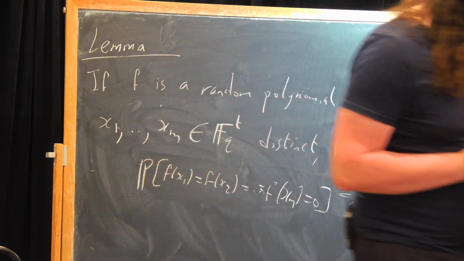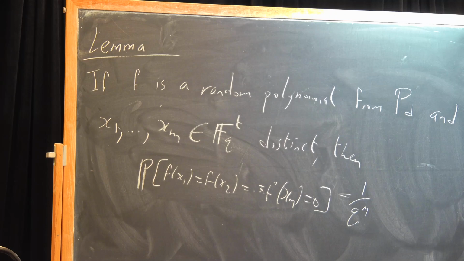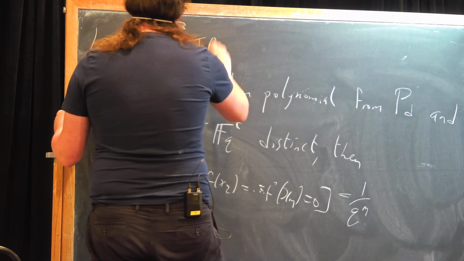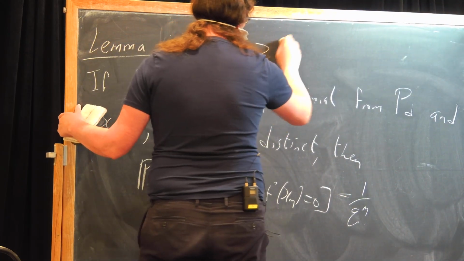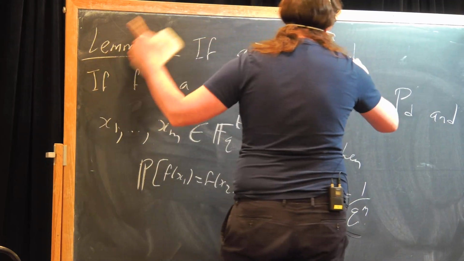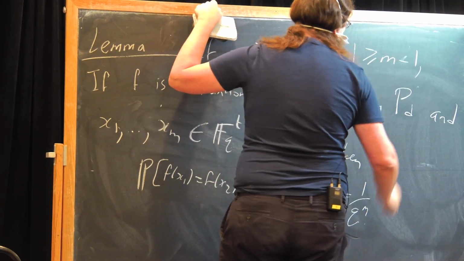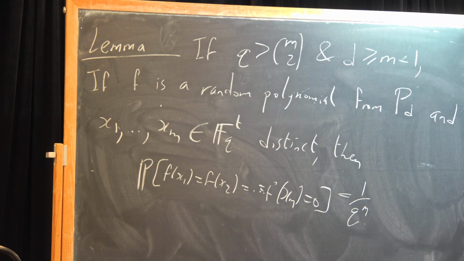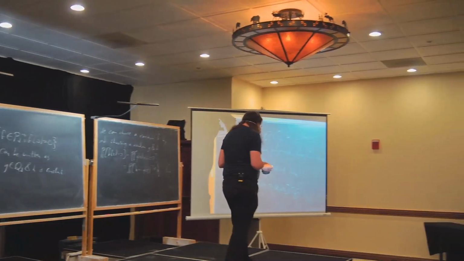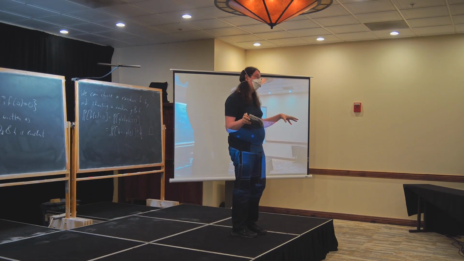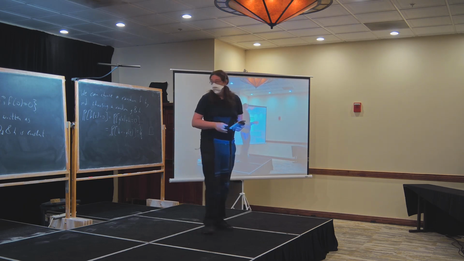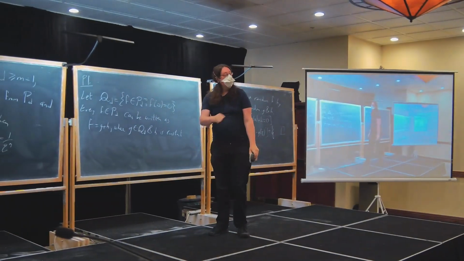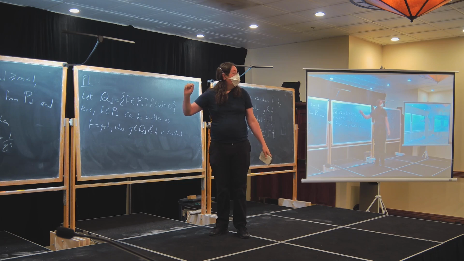It's not completely true. If you're just looking at one point, then it is true that the probability you go through that one point is just 1 over q. You need some small conditions here. You need q to be sufficiently large, and d at least this, then this is true. Basically, provided your polynomial has large enough degree, you can think of the probability that it goes through all the different points as being independent. So d depends on m, but basically it behaves like an m-wise independent random variable.